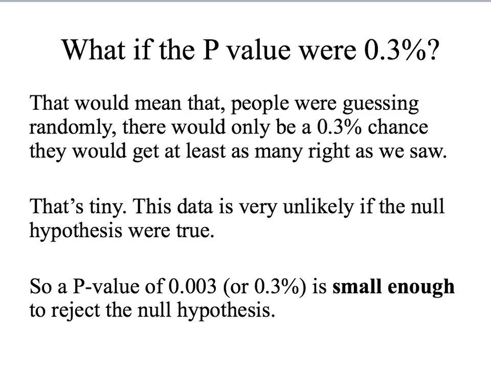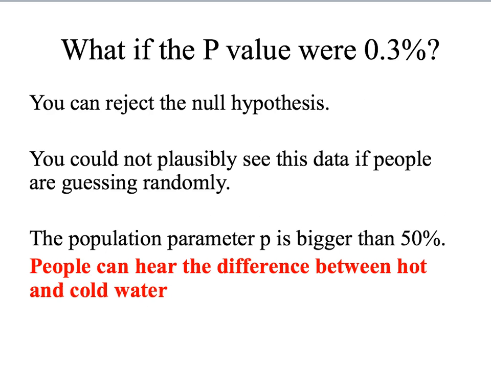You'd be incredibly unlikely to see this data if people were guessing randomly, so our conclusion is they weren't guessing randomly. They really could tell the difference between them. People have a better than 50-50 chance of telling which one is cold and which one is hot. So a small p-value, well, a small enough p-value, allows us to reject the null hypothesis. Small means less than 5%. So if the p-value is 0.3% or smaller, you reject the null hypothesis.